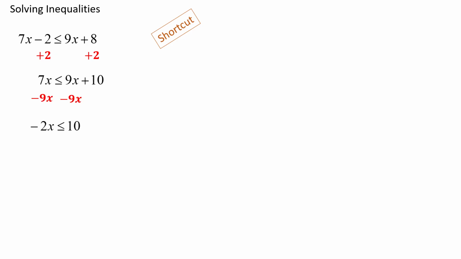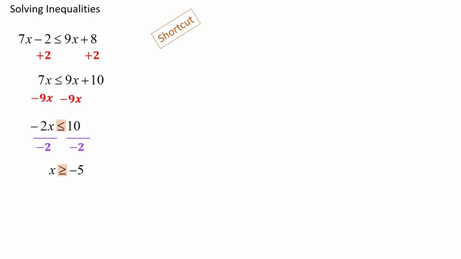Here's the same inequality we've already solved twice, but I'd like to show you a shortcut. Instead of turning this into an equation, we can just solve it directly by adding 2 to both sides and then subtracting 9x from both sides. In other words, treating this just like you would an equation. But here's where the shortcut varies a little bit. Here we'd have to divide both sides by negative 2. There is a rule in this shortcut that whenever you divide both sides by a negative number, you must reverse the direction of the inequality.